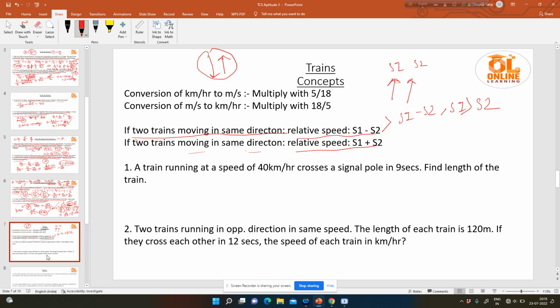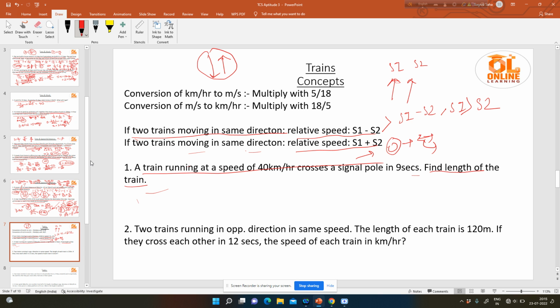Okay, so let us see the question. First question: a train running at a speed of 40 km per hour crosses a signal pole in 9 seconds. Find the length of the train. The length of a pole or a man is considered to be zero, we neglect their length, because it is negligible. So we don't have to consider it.